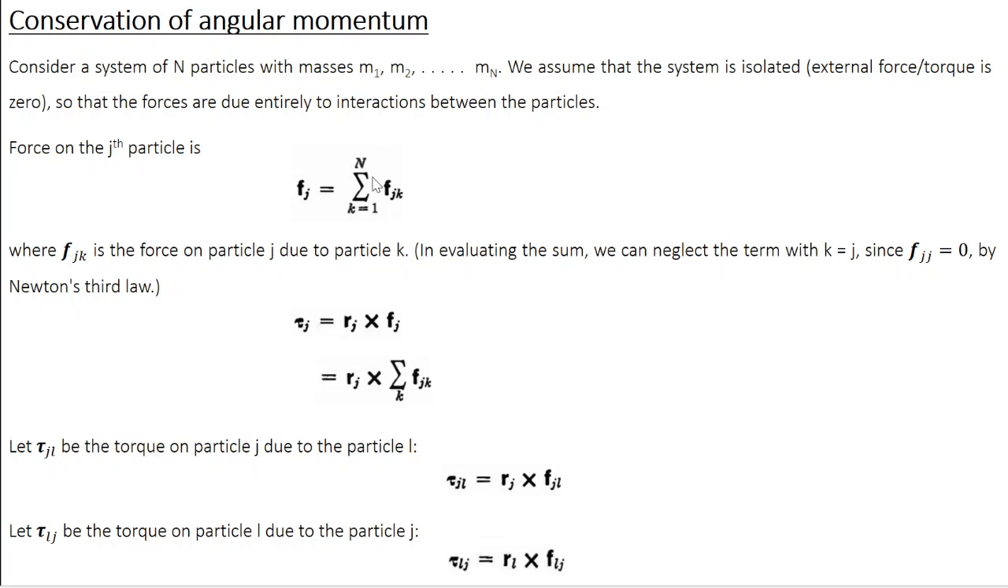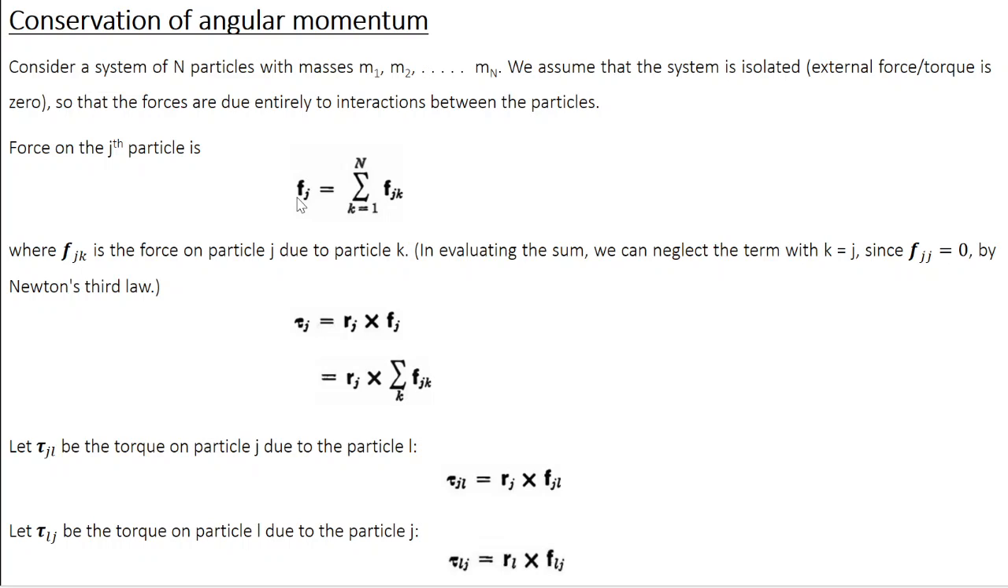Now, one thing you have to particularly remember is that in evaluating the sum, you need to neglect the term k equal to j, because when k equal to j, the force is Fjj. This is the force on the jth particle due to the particle itself, which is 0, right, from Newton's third law. Okay. So if you are very strict about mathematical notation, ideally you should be writing summation over k from 1 to n, k not equal to j. That's the correct notation, but even without that, this is perfectly fine.